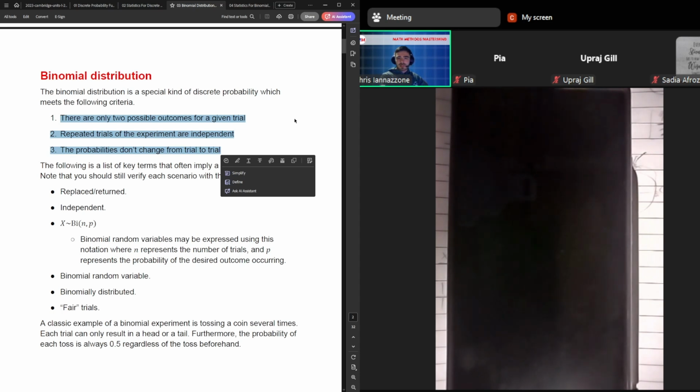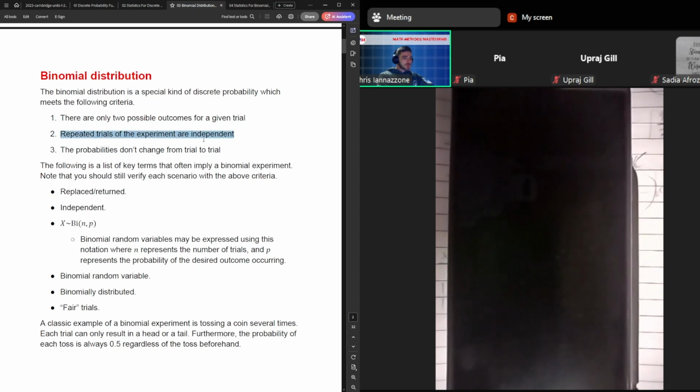A basic example is going to be a coin toss, head or tail. That's why it's binomial. Binomial basically meaning two, right? One or the other. Repeated trials of the experiment need to be independent. So again, with the coin toss, if I toss a head on the first toss, the probability on the second toss doesn't change because of that first toss. They're all independent of each other. We've already talked about what independent events would be like as well.